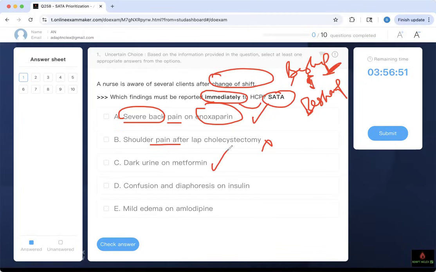Confusion, diaphoresis on insulin. When you take insulin, you should not have confusion. You should not be sweating. That tells me you have what? Hypoglycemia. H, hypoglycemia. I'm picking you.